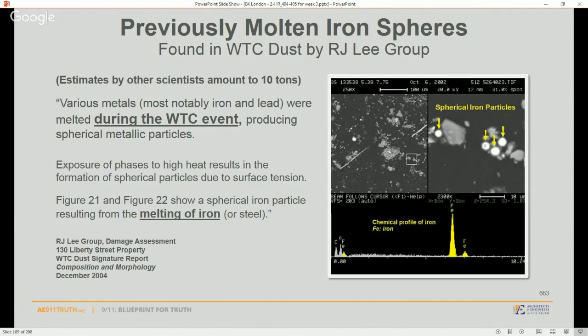R.J. Lee, doing toxicological studies, finds that this is primarily iron. In fact, it's elemental iron. It is not melted steel. This is elemental iron.